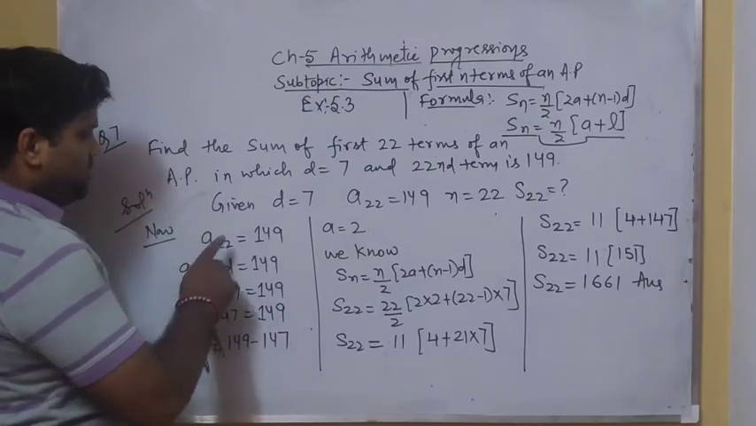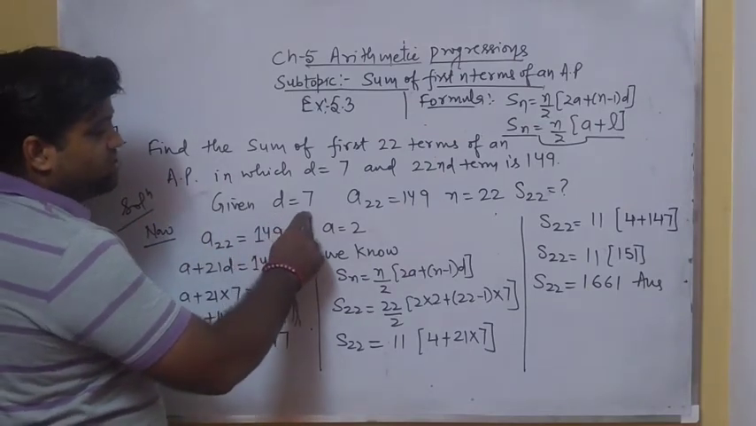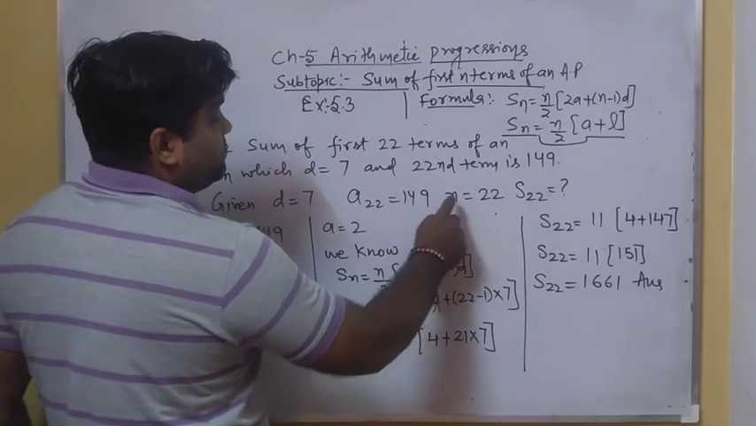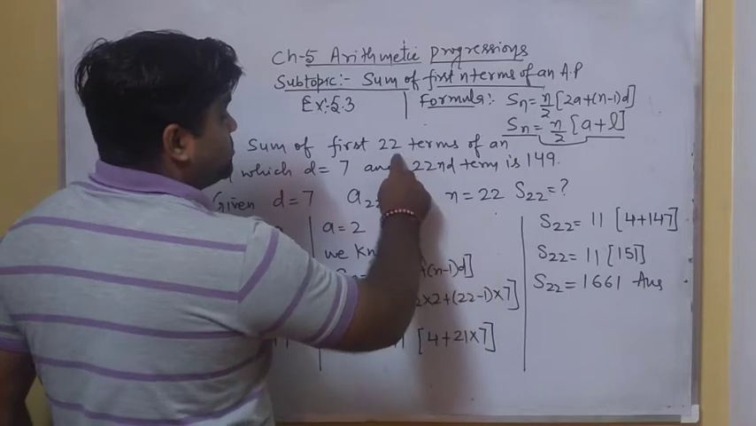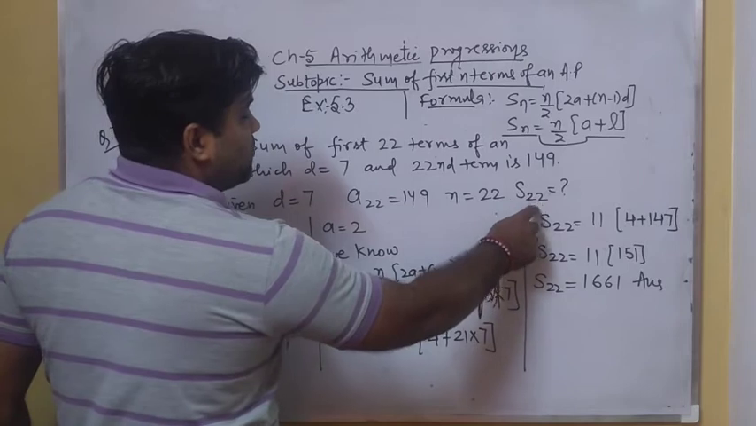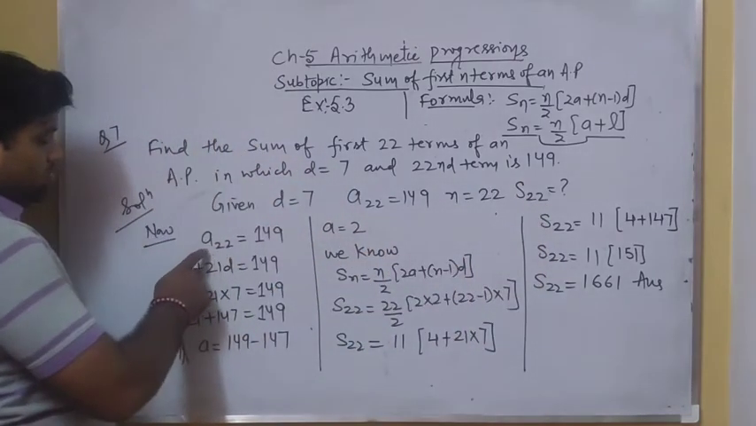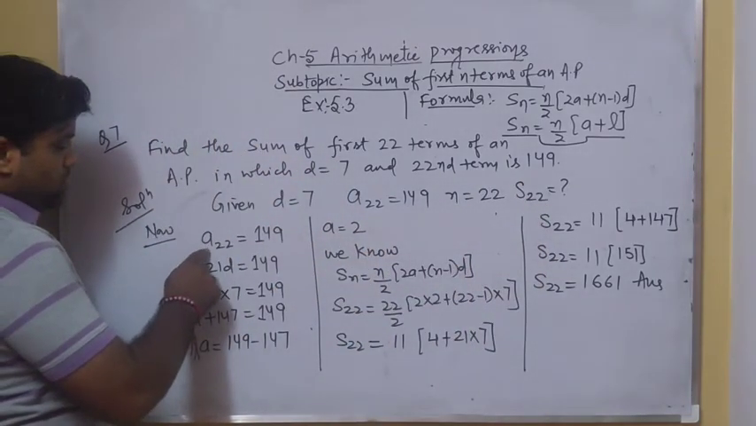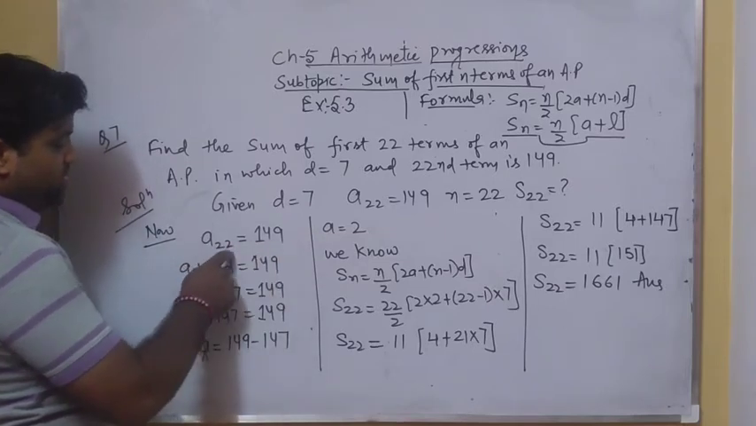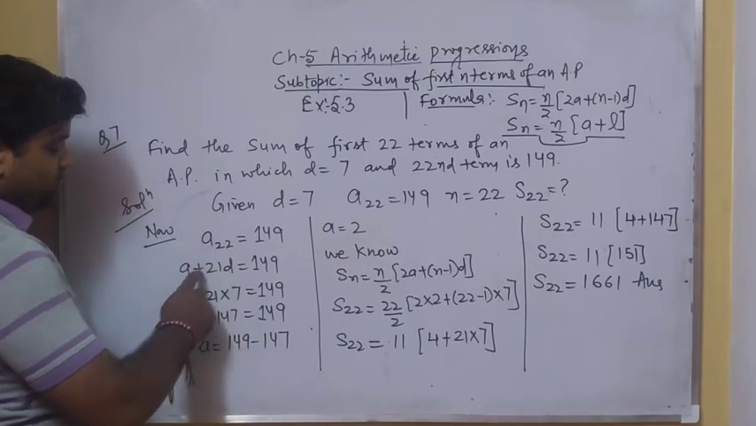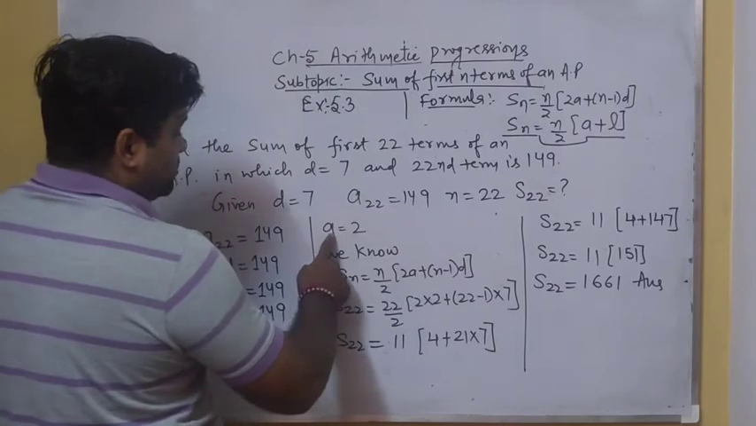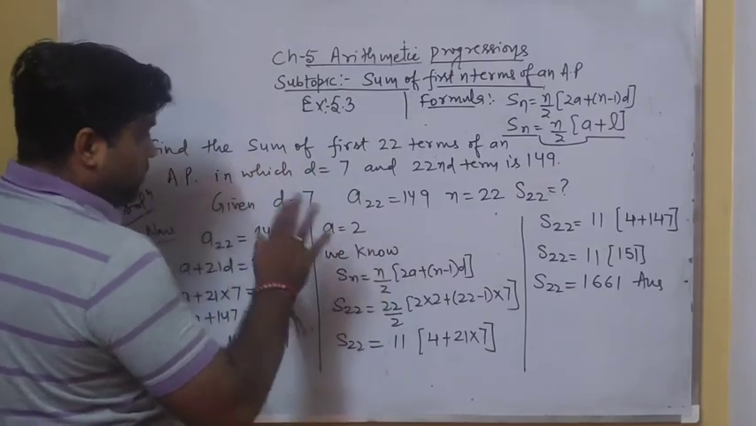As in the question, it is given that the common difference is equal to 7, the 22nd term of an AP is equal to 149, and the number of terms is equal to 22. Here we have to find the sum of 22 terms. So from it, we have the 22nd term is 149. We can write this 22nd term of an AP as a plus 21d equal to 149. On putting the values, we get the value of first term a equal to 2.